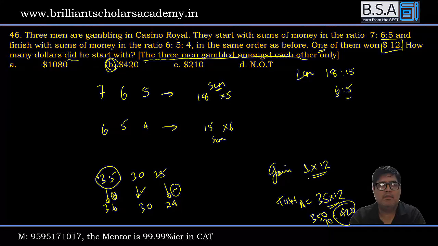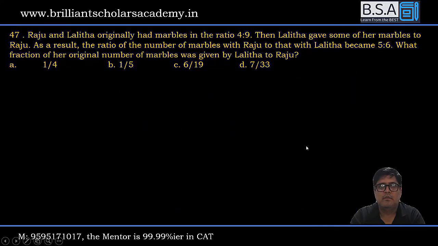What is the key information? What helped me in solving this problem? They are gambling among themselves. If they are gambling among themselves, the total money must remain same. Any doubts in this? Try.